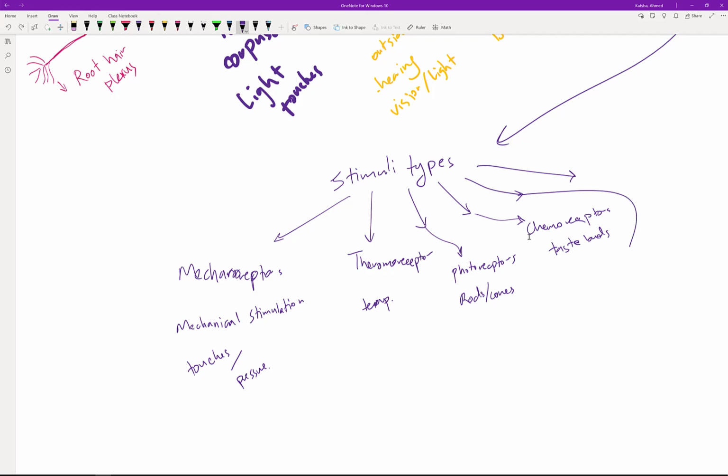Then we have the nociceptors. Those are for pain, usually. And then the last one is the osmoreceptors, and those are for the concentration of water and other solutes inside our body. So this is the first part of the chapter. I will stop here. Then we will resume and start talking about the eye in the second video.